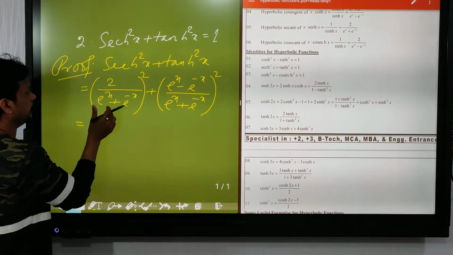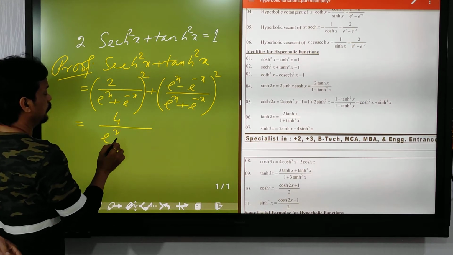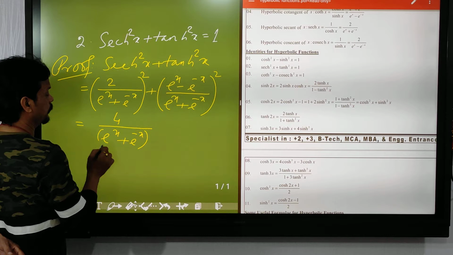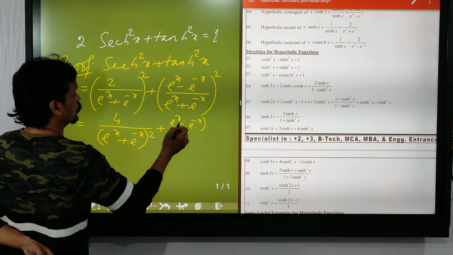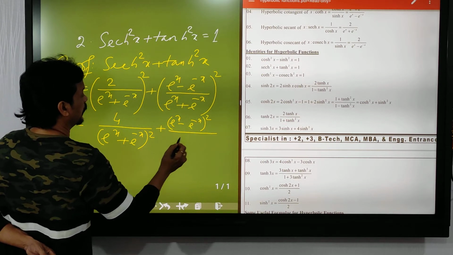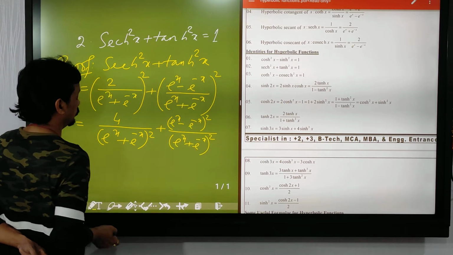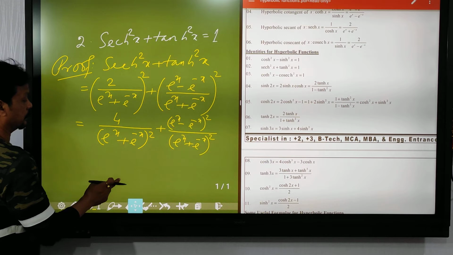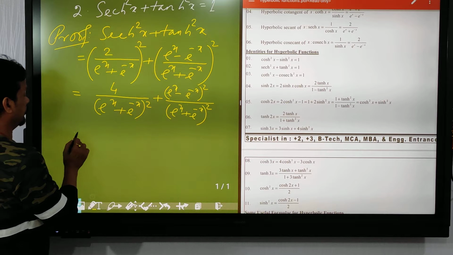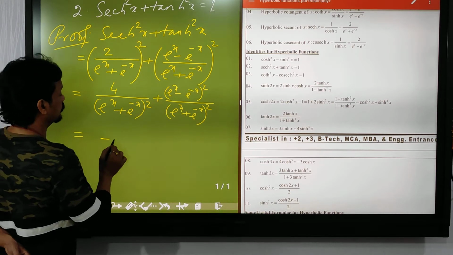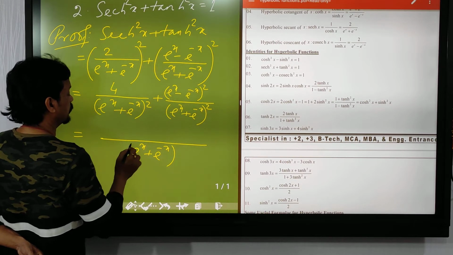Clear? Now the first term is 2 square, it is 4 divided by e to the x plus e to the minus x whole square. Here, e to the x minus e to the minus x whole square divided by e to the x plus e to the minus x square. Very interesting formula this one. Take the LCM. E to the x plus e to the minus x whole square.